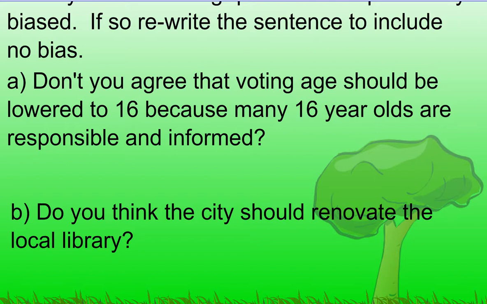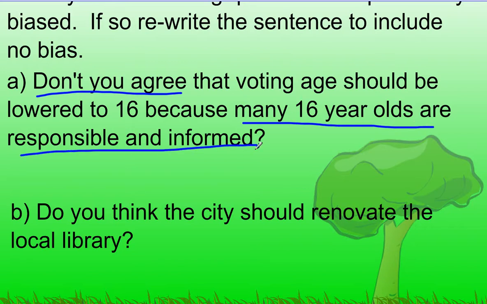It's a question that they're trying to push you into the answer by starting with like, don't you agree? Trying to get people to agree. Go, yeah, I do agree. And then they're also throwing in other information that, for example, like many 16-year-olds are responsible and informed. Well, yeah, many might be, but there's also many 16-year-olds that are reckless and are not informed. So they're trying to push you into the answer and go, oh yeah, that's true.